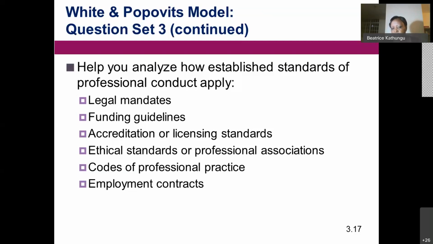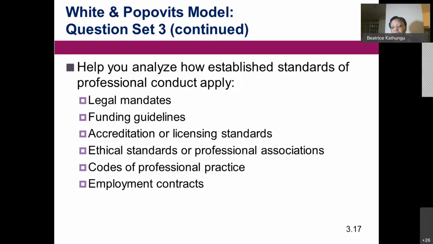What does the law say, for example? That's what bullet 1 is about. What are the guidelines, the funding guidelines? Sometimes the person that has funded your program has certain requirements or certain values. For example, if you're funded by an organization that is pro-life, then they don't have room for abortion as an option, as opposed to pro-choice. So you have to ask yourself, what are the funding guidelines? What about the accreditation or licensing standards? What about the ethical standards of any professional associations that may be there? Do you have any codes that are documented on professional practice? What about your employment contract?